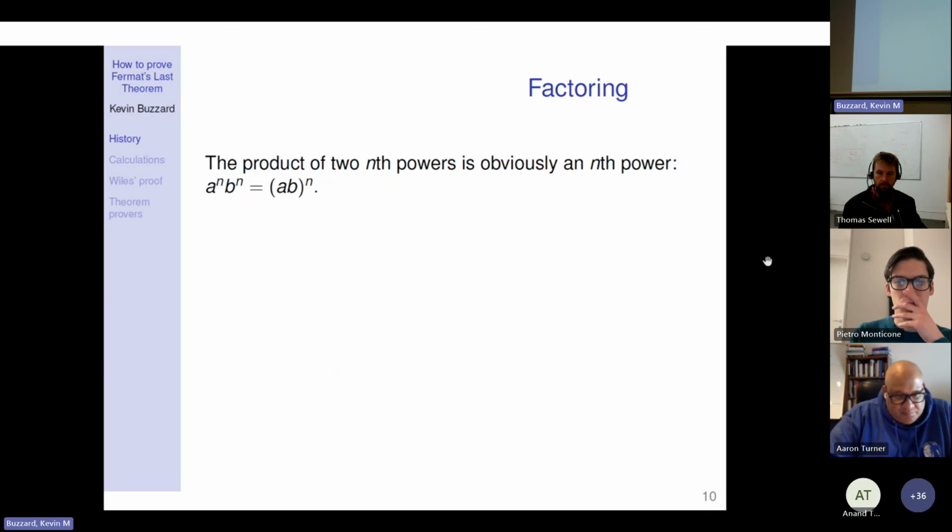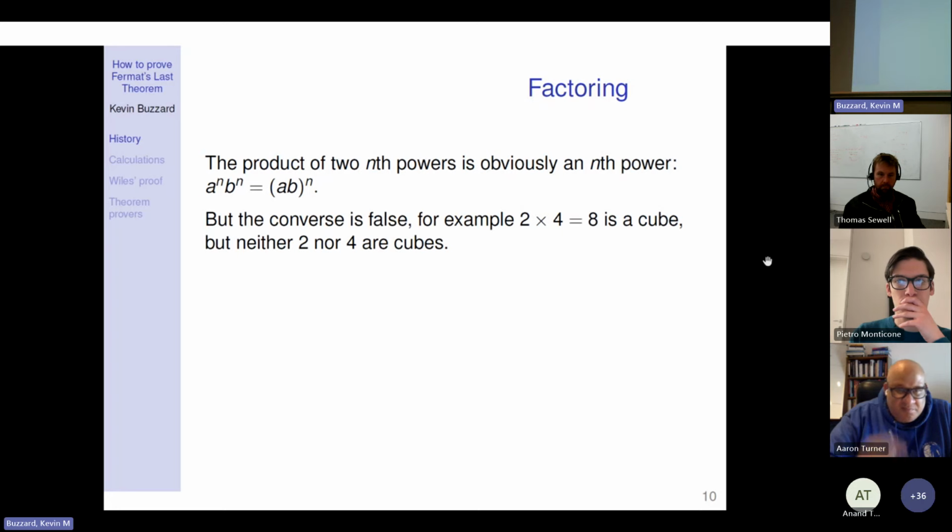And it's all to do with trying to understand factoring. We're going to start with the observation that if you've got two nth powers of positive integers, then their product is an nth power. That's great. And then you can ask about the converse, and the converse isn't true because, for example, 8 is a cube, and 8 is 2 times 4, and 2 and 4 aren't cubes. The reason is that 2 goes into 8 three times, and some of the 2s go into one factor, and some of the 2s go into the other factor.